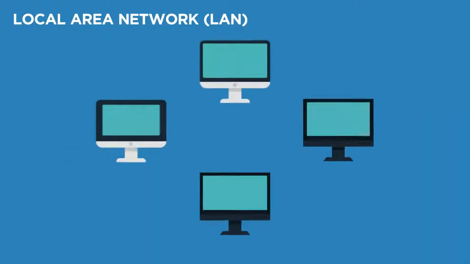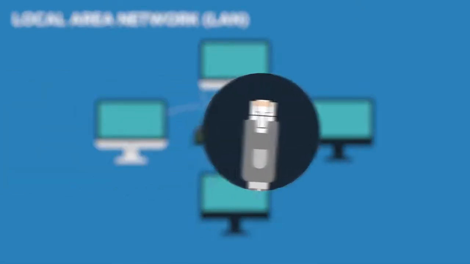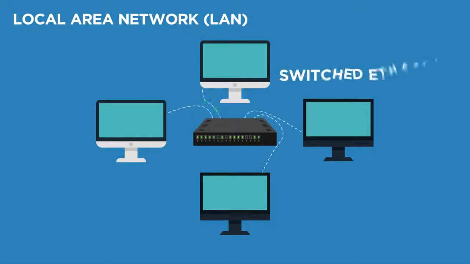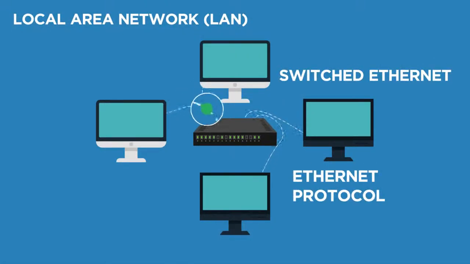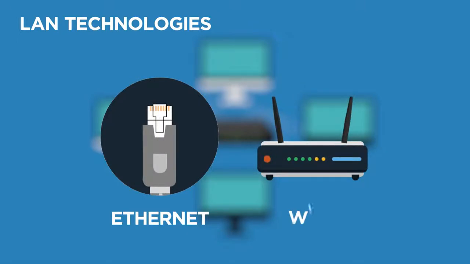All computers in the LAN communicate through a hub or a switch. The most common type of wired LAN is the Ethernet. Here we can see a simple switched Ethernet. Each computer speaks the Ethernet protocol and connects to a box called a switch. Standard technologies used in the LAN are Ethernet and Wi-Fi.